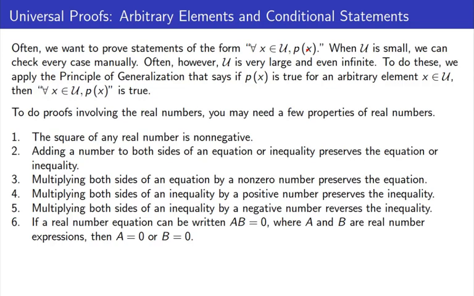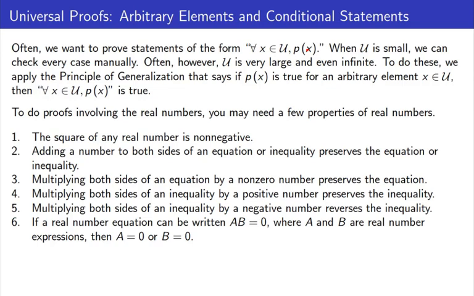However, if we had a very small universe, if desired, we could potentially just check each number in the universe and make sure that p of x is true. But considering in most of the cases we've done the universe has been the real numbers, it's rather impossible to check each and every real number. What we do is we apply the principle of generalization.